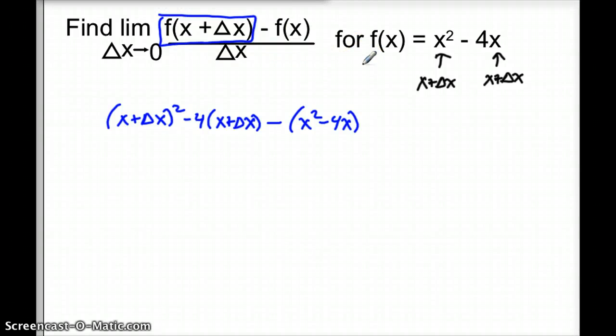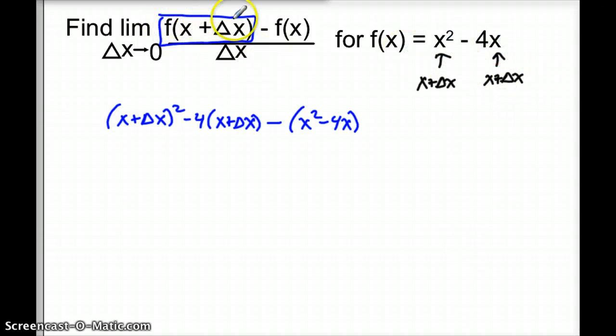Alright, this will be a short one. We just have to finish up this problem. We have (x plus delta x) squared minus 4 times the quantity x plus delta x. We got that part from plugging in x plus delta x into x squared and x plus delta x into x.